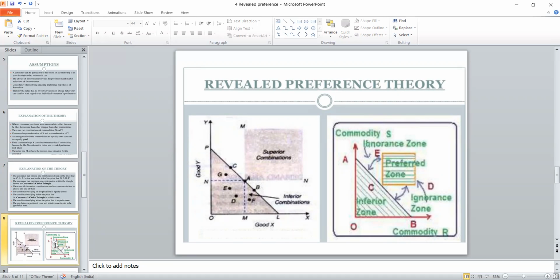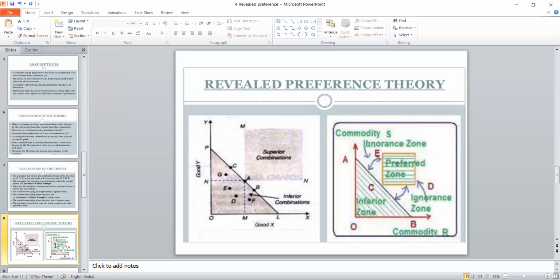Within that triangle, we are drawing one price line PL. Here it is AB. Any combination within that triangle is called the inferior zone. That particular line CAB means it is equal cost, equal preference. More than that is the preferred zone. The difference between the preferred zone and the inferior zone, where there is some lack of information about the market, is called the ignorant zone.